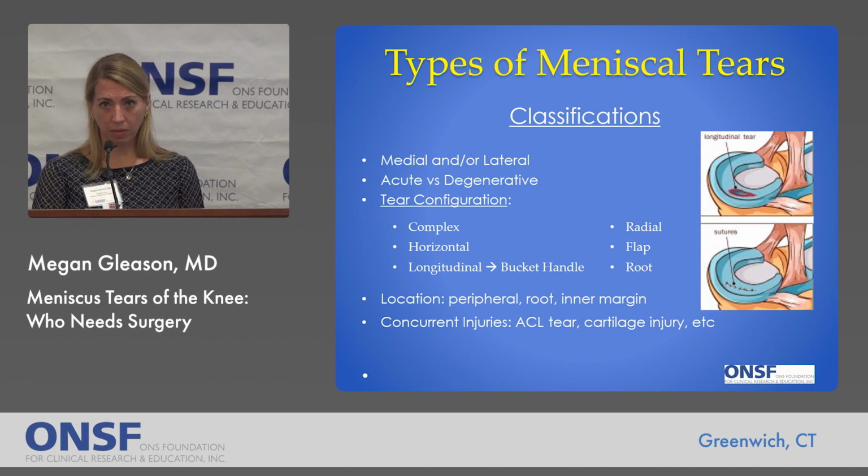And then again, going back to that picture about the vascularity, is it in the periphery? Is it in the inner margin? Where is it and how well will it heal? And then are there other injuries going on? Do you have an ACL tear? Is there a big chunk of cartilage missing? What else do we have to take into consideration?